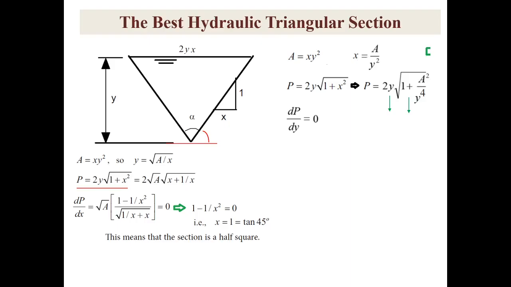To differentiate, 2 will be taken out. The answer is here, 2 will be taken out, because we have no relation with 2, it is a constant. Now y is the first function, and the square root of 1 plus a square over y to the power 4 is the second function. To differentiate, the first function must be multiplied by the differentiation of the second function, plus the second function times the differentiation of the first function.